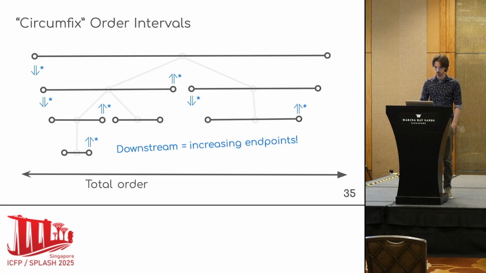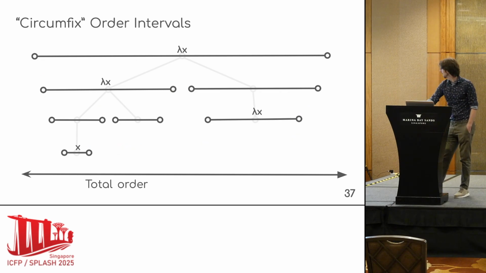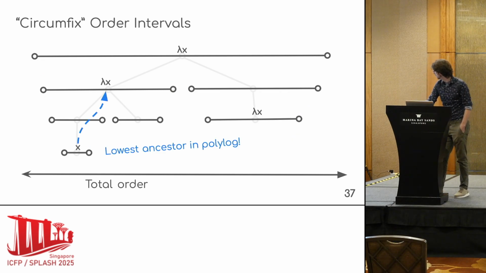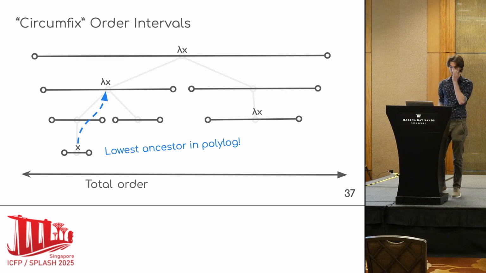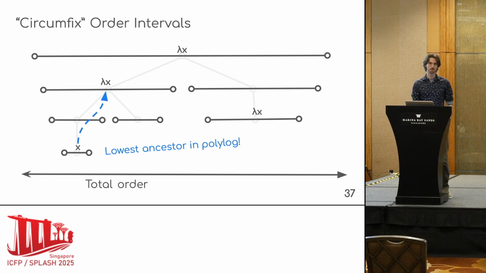And then for the binding problem, it's clear how to check ancestry of one node from another efficiently. You just compare the endpoints. But we actually need to find the lowest ancestor that is a binder. And I won't go into how to do that, but we can do it in polylogarithmic time using a balanced ordered tree of all the binders for x for each name in the program.